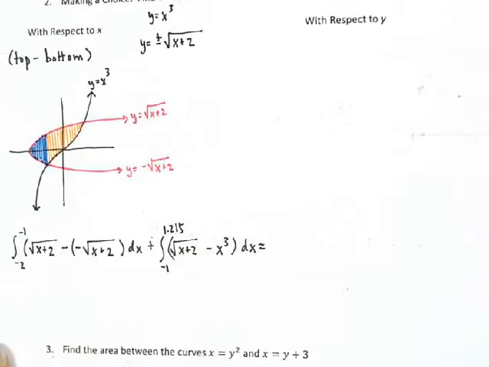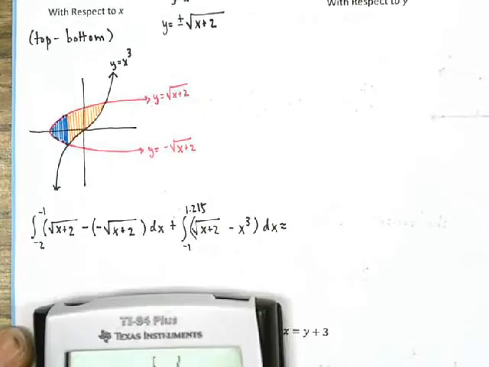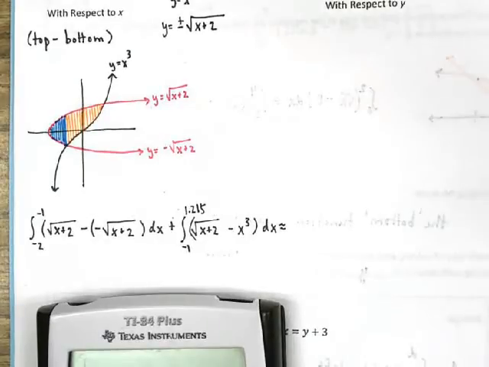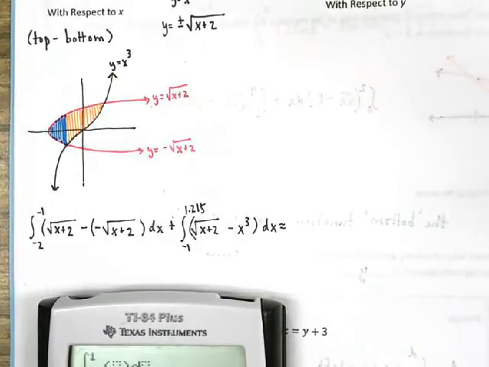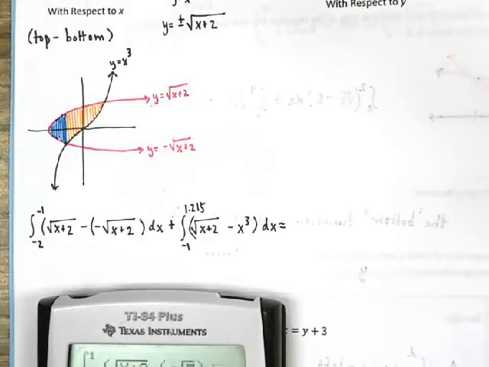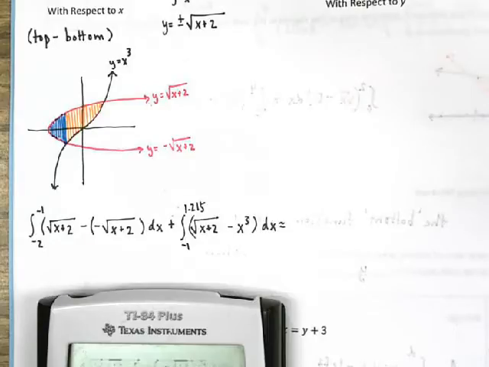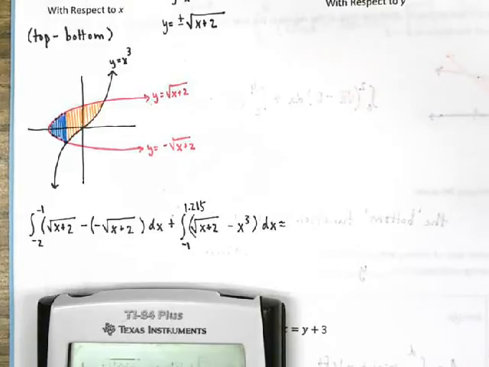So we're just going to go ahead and put the whole integral in our calculator now to calculate it. So I've got math 9, negative 2 to 1, square root of x plus 2, minus a negative square root of x plus 2, dx, plus the integral from negative 1 to 1.215 of square root of x plus 2 minus x cubed dx.